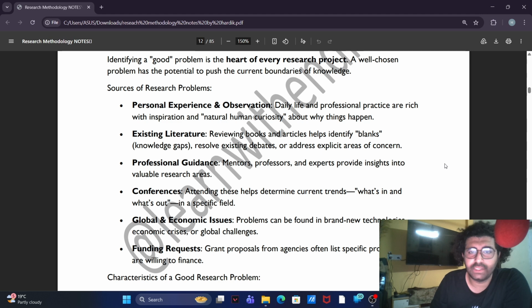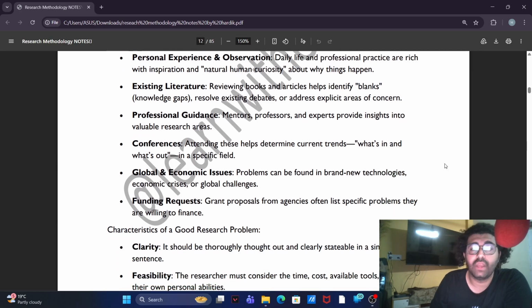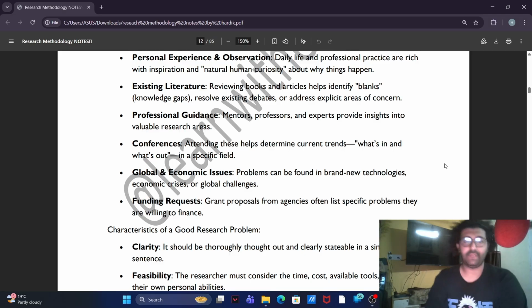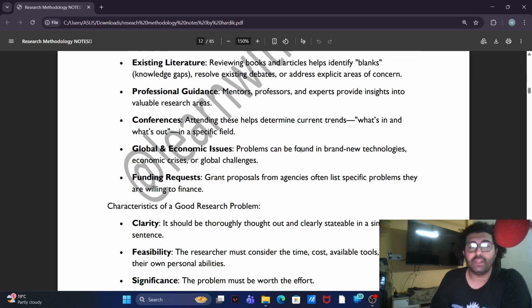First, personal experience and observation. Daily life and professional practice are rich with inspiration and natural human curiosity about why things happen. Second, existing literature. Reviewing books and articles helps identify gaps in knowledge, resolve existing debates, or address areas of concern.